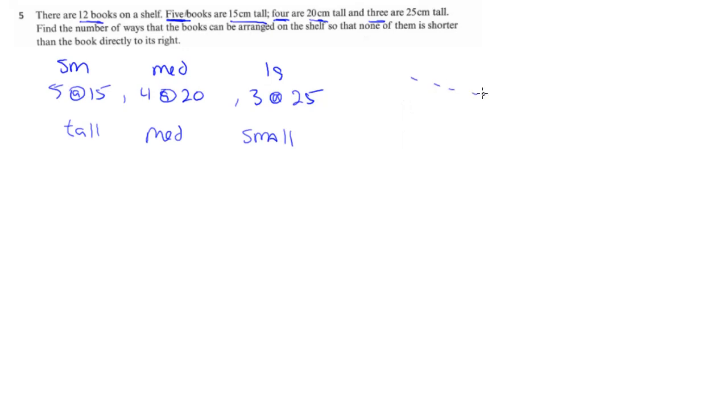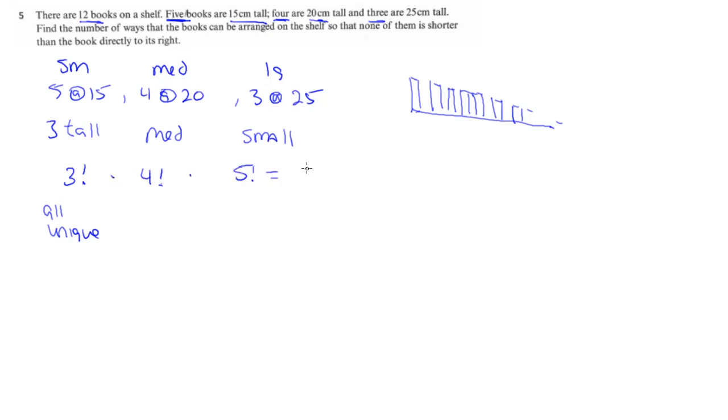And to kind of give you a visual, if the books are lined up tallest to shortest, then I'm always taller than the book to the right. Anyway, the tall books, I've got 3 of them, so that's going to be 3 factorial to arrange those. And then I've got 4 of the medium ones, that's 4 factorial to arrange those. And then the small ones, there's 5 of them. So it's 3 factorial times 4 factorial times 5 factorial, giving me 17,280 ways. Let's look at the next one.